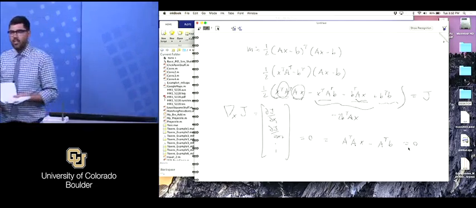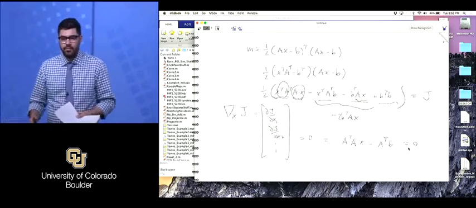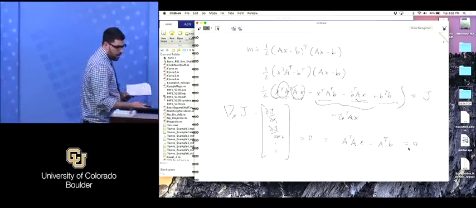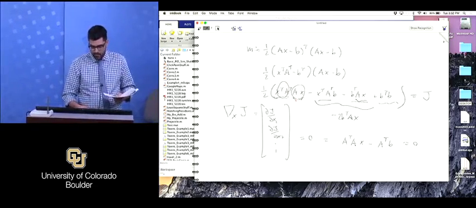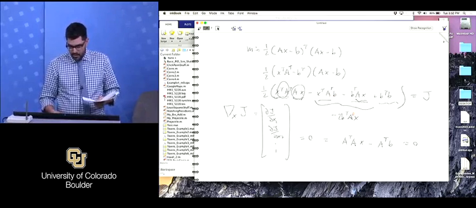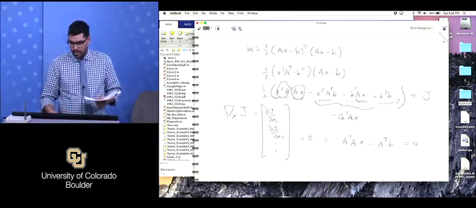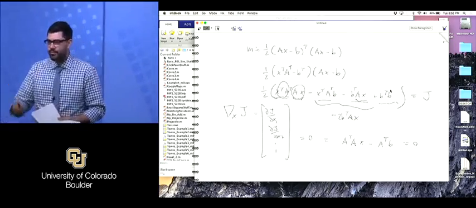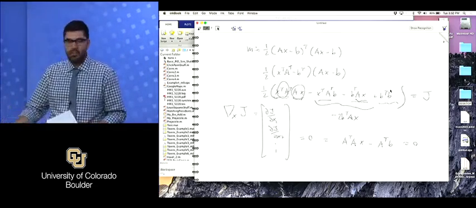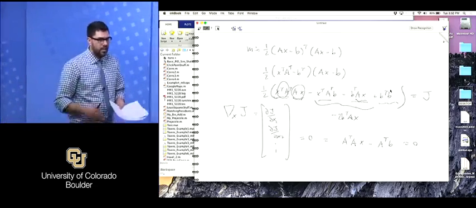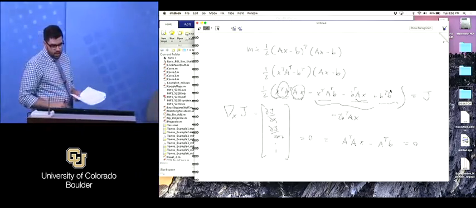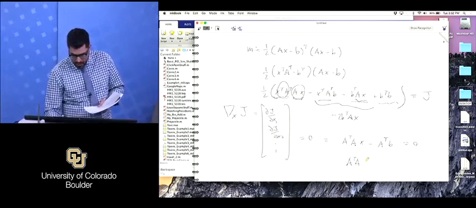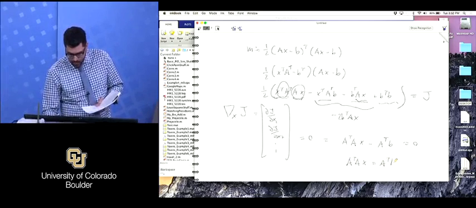Why did that disappear? So all that was left was A transpose A right here and an A transpose B. Where is the B transpose B? Where did that disappear to? It has no x in it, right? So the derivative with respect to x, it's a constant, so gone. Okay? So now we get down to A transpose A x is equal to A transpose B, okay?